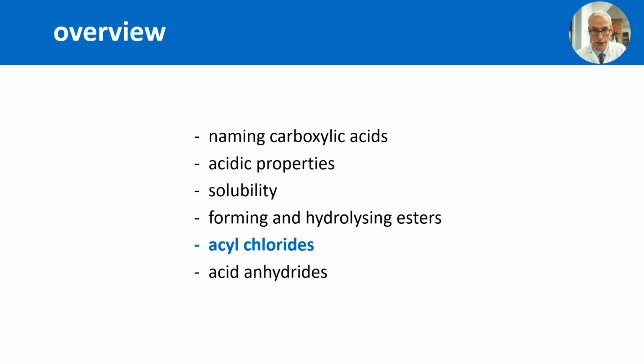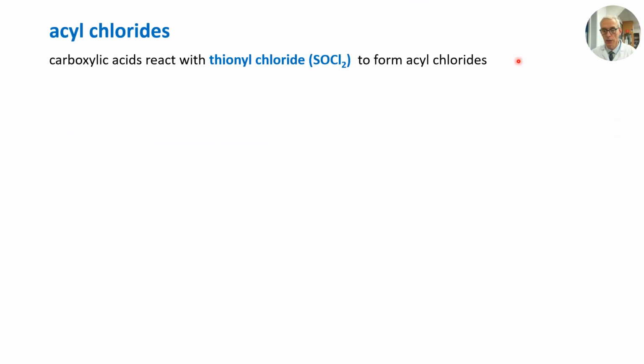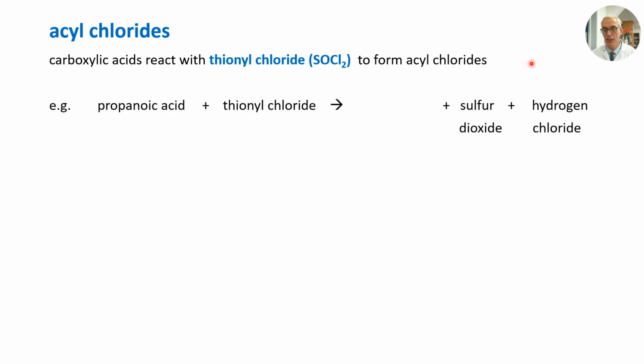Acyl chlorides. So acyl chlorides are formed by the reaction between carboxylic acids and thionyl chloride, SOCl2. So here's an incomplete word equation involving propanoic acid. Could you predict the name of the organic product?